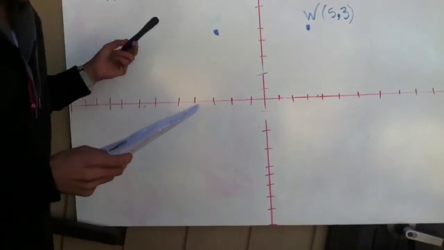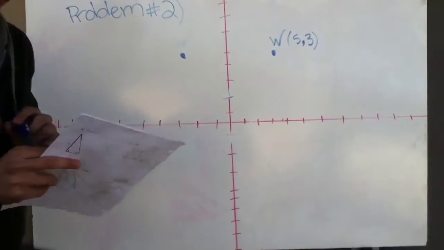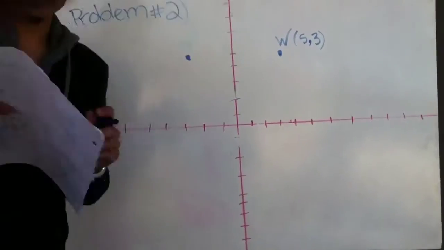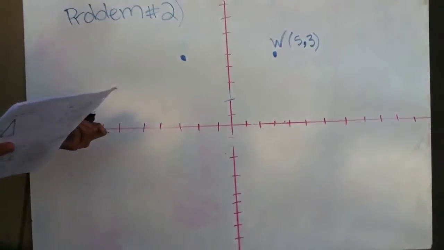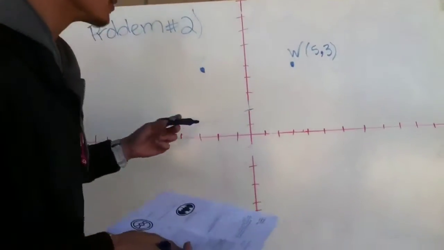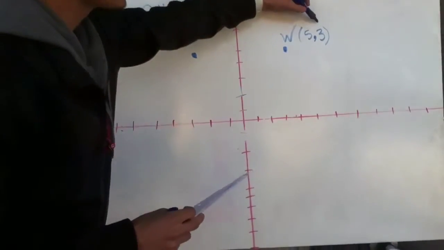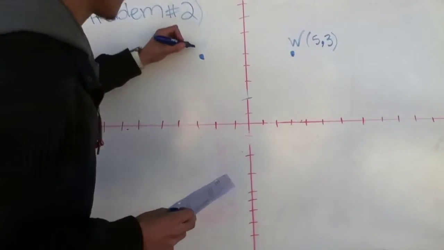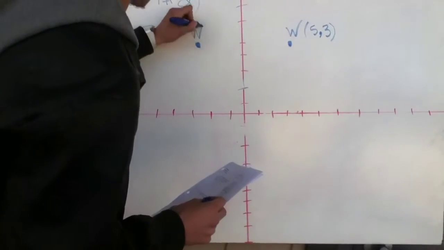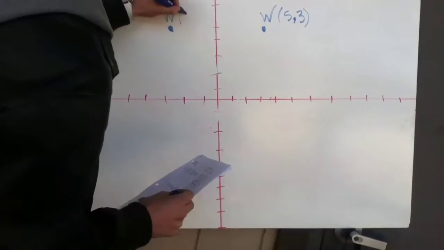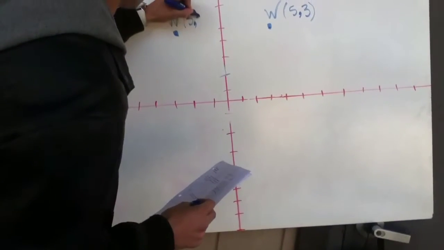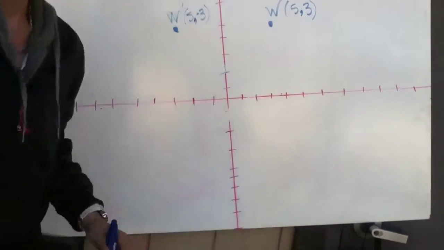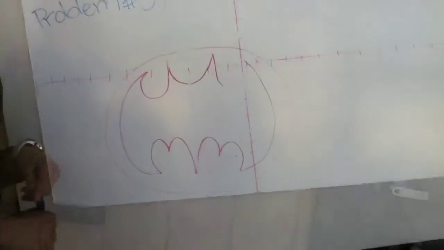Alright, number 2. It's asking us the coordinates of W after a reflection of the x-axis. Basically, it's the same thing as number 1. We just have to use the reflection rule. So, all we have to do is just switch 3 to the opposite number. So, W prime would be 5, -3. Done.